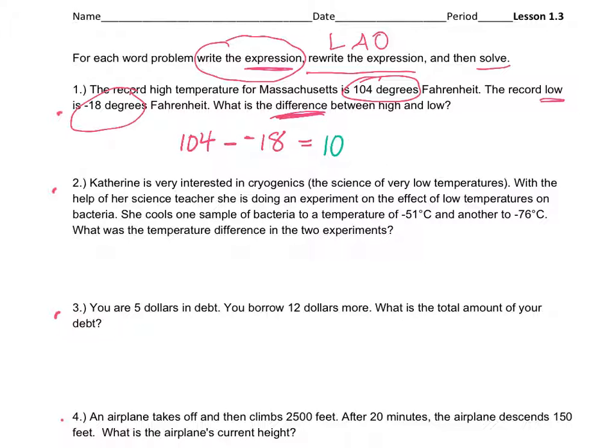So I'm leaving 104 alone. I'm changing this subtraction to addition, and then I'm taking the opposite of negative 18, which is positive 18. And then you go ahead and type that in your calculator. 104 plus 18 is, oh, can I do that in my head? 122 degrees, and that is your answer.